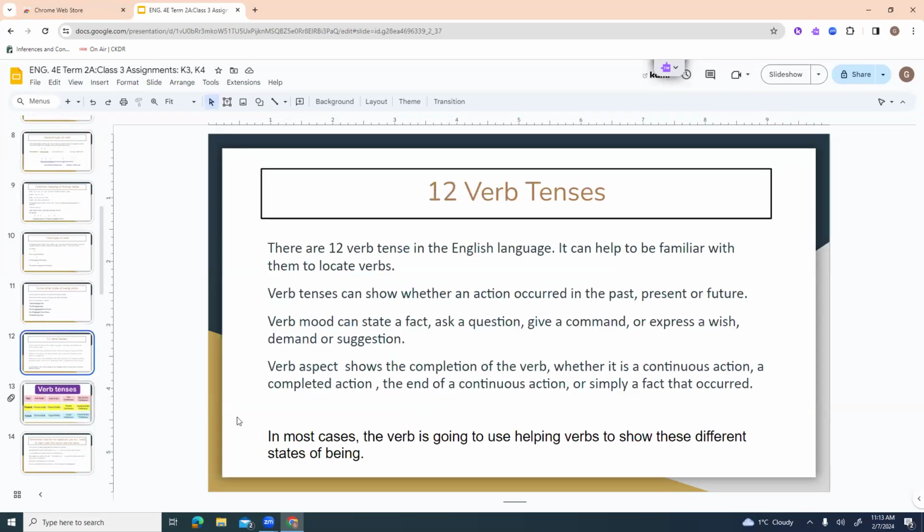What is that? Now, English has 12 verb tenses in the English language. Different languages have different types of verb tenses. It can help to be familiar with these verb tenses to locate the verbs.